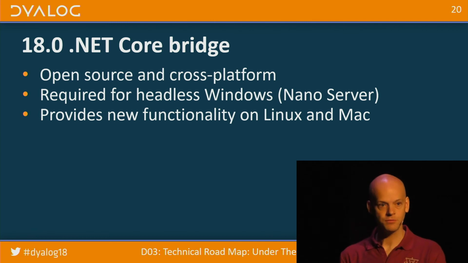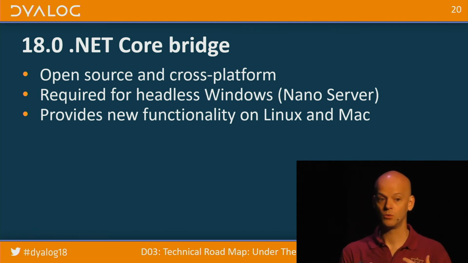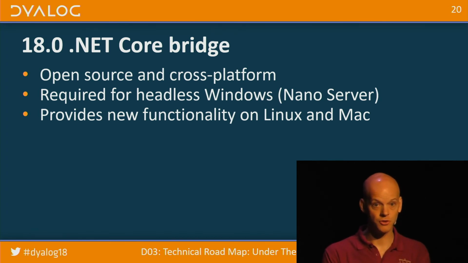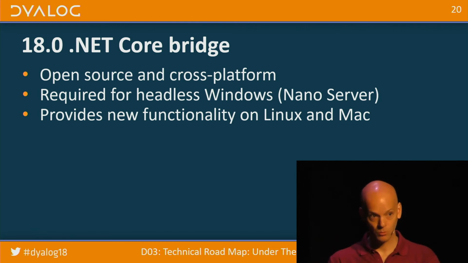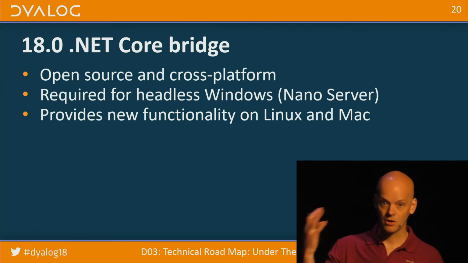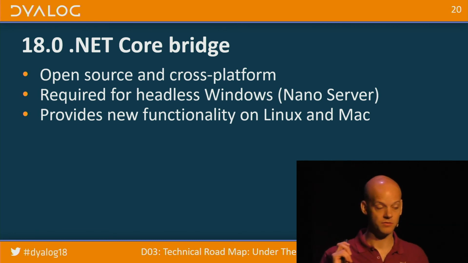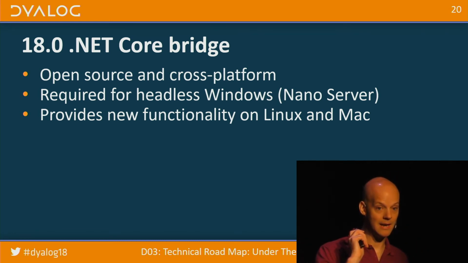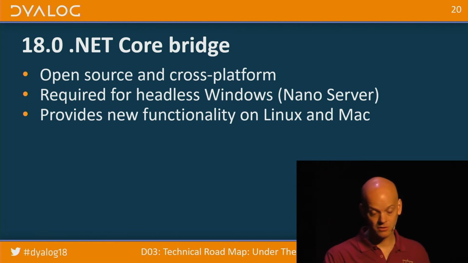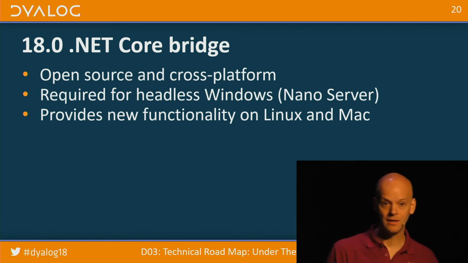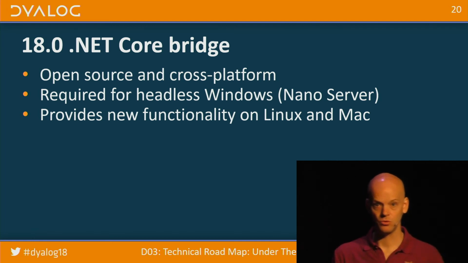The downside is, because it's a complete re-implementation, it's actually a significant amount of work for us to create a bridge to .NET Core that will give you the same kind of functionality that the current .NET bridge on Windows gives you. But I think it's important. It will allow support for headless Windows operation, and it will give us access to APIs on Linux and Mac in a way that we've never really had before on those platforms.